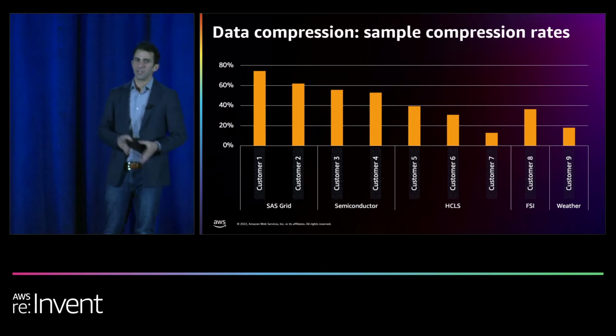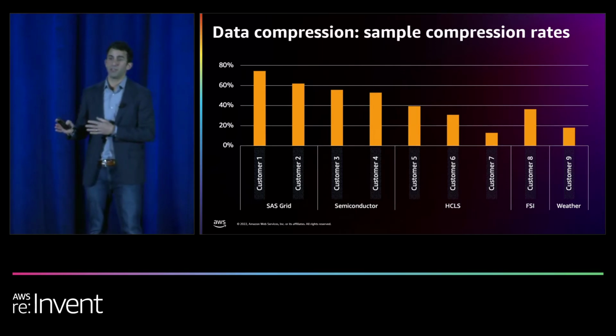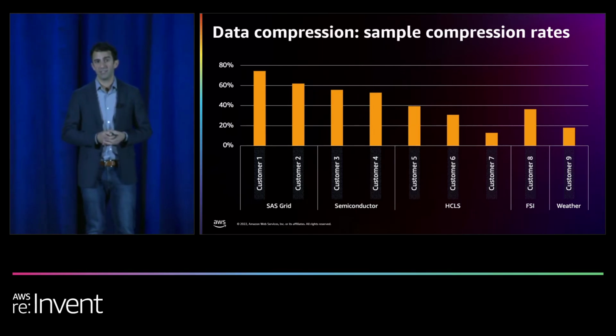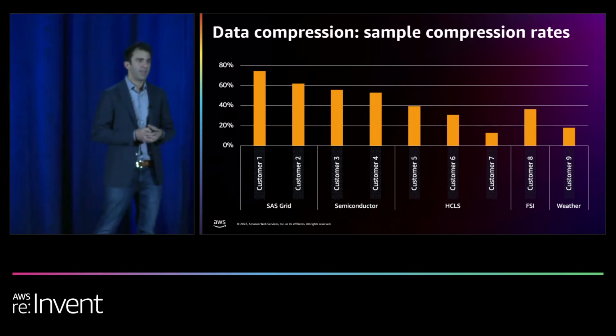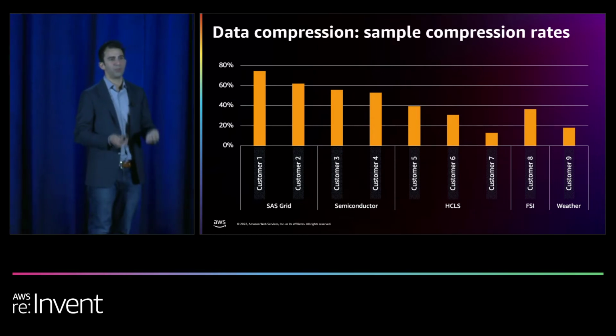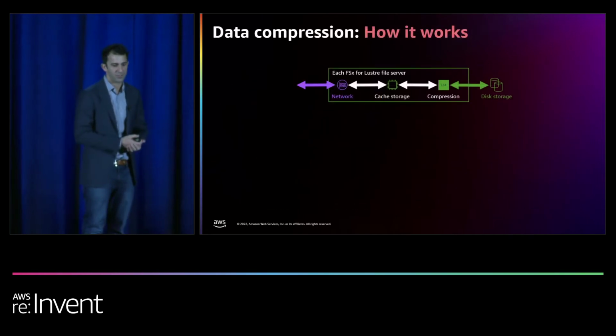What we've seen from our testing is that data compression doesn't actually introduce any latencies on our file systems, and it actually can provide a throughput boost. Let me show you how that works.